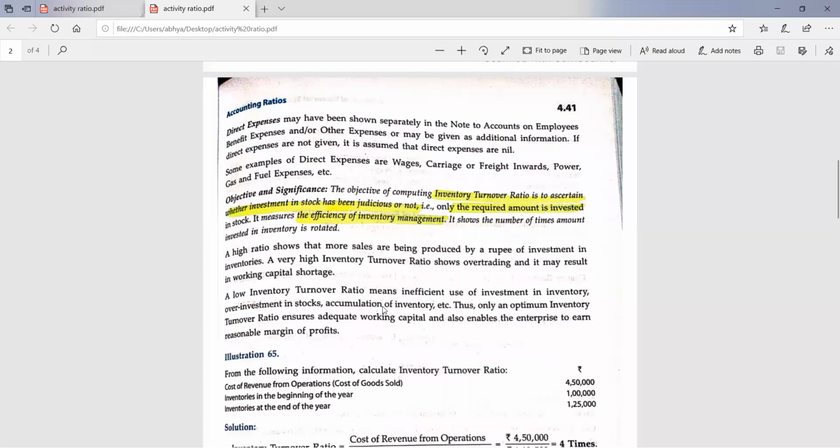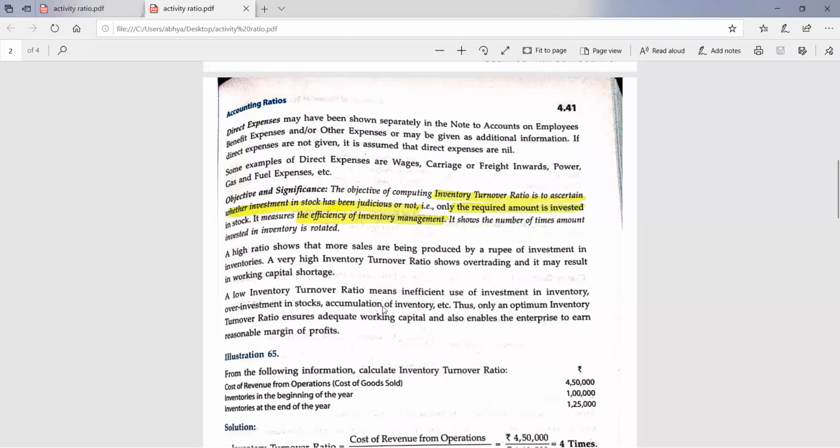So what is the objective of calculating this ratio? The objective is to find out whether the investment in stock has been judicious or not. Judicious or not means whether there is understocking or overstocking. Whatever the investment we have made in stock, that must be optimum, not more than limits, not less than limits. If we have maintained more stock, then our funds will be blocked in stock, capital will be blocked in stock, and any time the taste and preference of people may change and we may have losses.